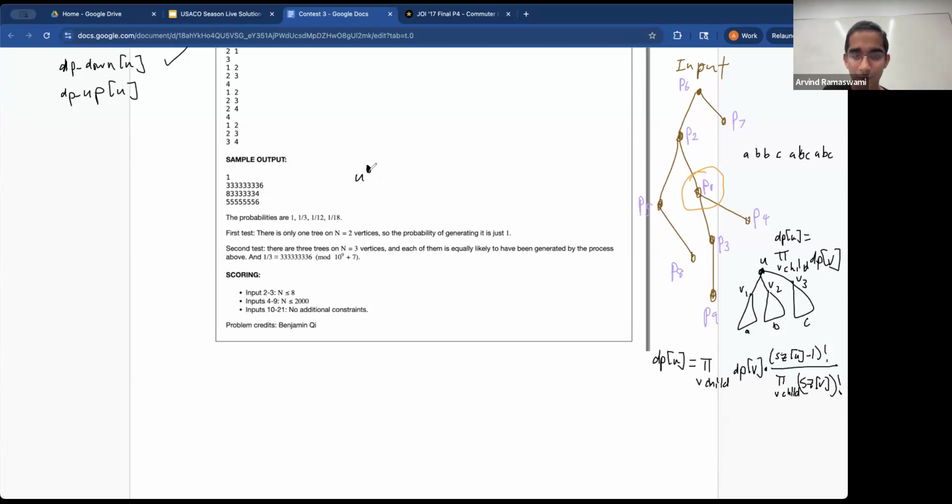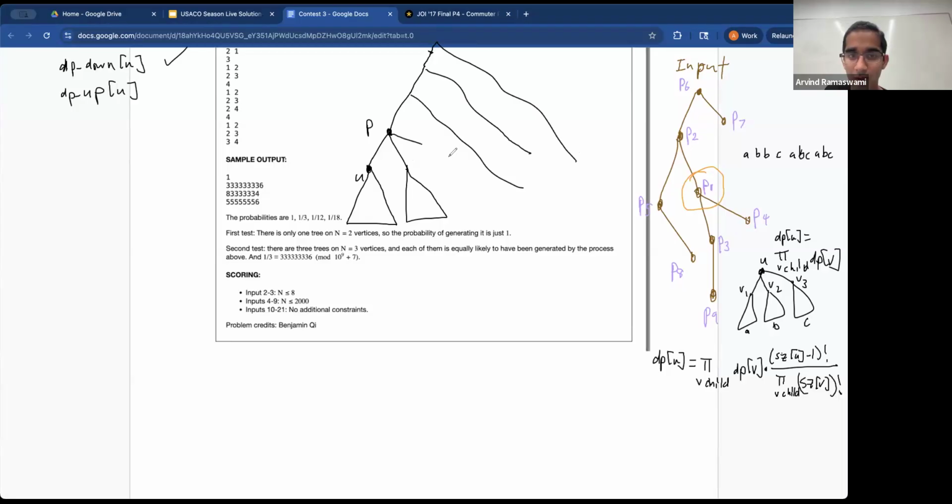So this is U, the subtree of U, and let's say P is the parent of U, right? And then this is everything else. I drew a picture right before this. Okay, let's say that this is the rest of the tree, and these are the other subtrees of P, right?